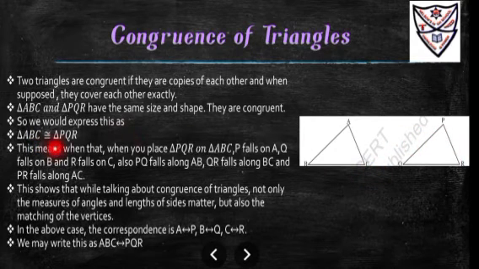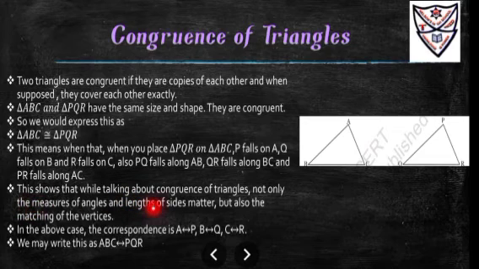This is the congruent symbol. Okay. This means when you place triangle PQR on triangle ABC, it falls exactly. See, this triangle PQR now I am placing on triangle ABC. Then what will happen? P falls on A and Q falls on B and R falls on C. And also AB falls on PQ and QR falls on BC and PR falls on AC.